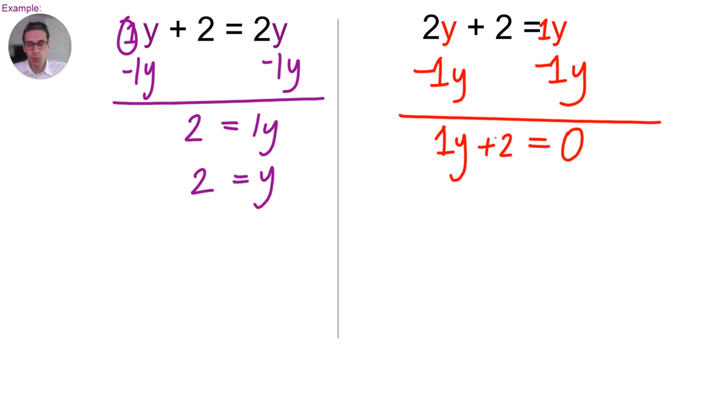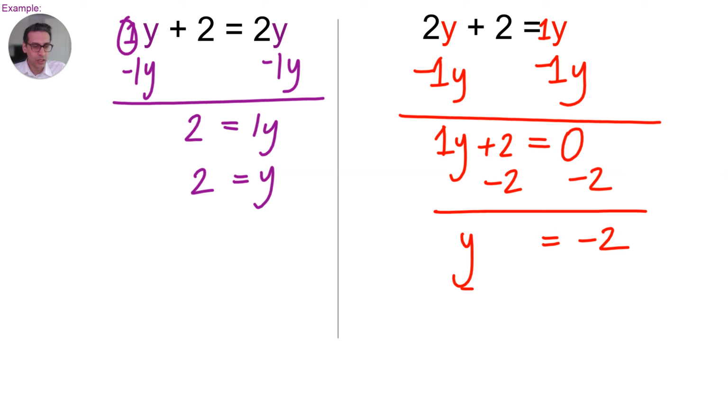Now we want to isolate y, so we're going to have to take away 2 from both sides. Now I'm not going to write 1y, I'm just going to write y. Both of these would be correct though. And then, oh actually I'm going to take away 2 first. So I'm going to take away 2, take away 2. So I'm left with y, that's a zero pair, equals, and then 0 take away 2 is negative 2. So that's your answer to both of these questions.